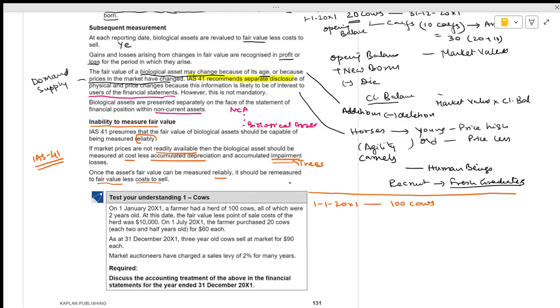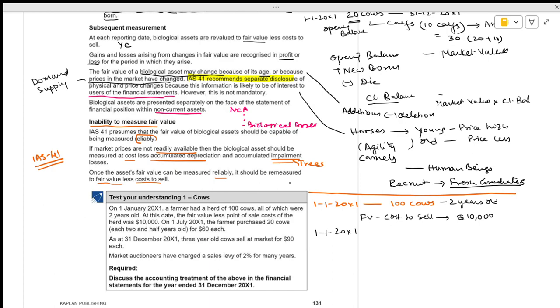The cows were 2 years old. At this date, what was the fair value less cost to sell? The fair value less cost to sell is 110,000.